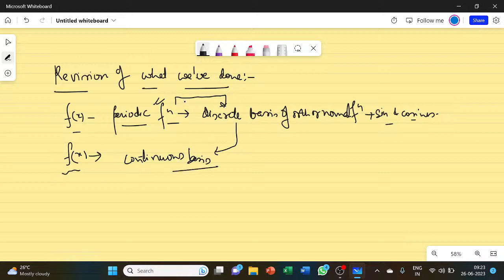Here you have this Fourier series. When we say that my function f of x is a periodic function, and I'm writing it in the discrete basis set of orthonormal functions like sines and cosines, then this forms the Fourier series. And if instead of a discrete basis we take a continuous basis, then this is actually equal to the Fourier transform of the function f of x.